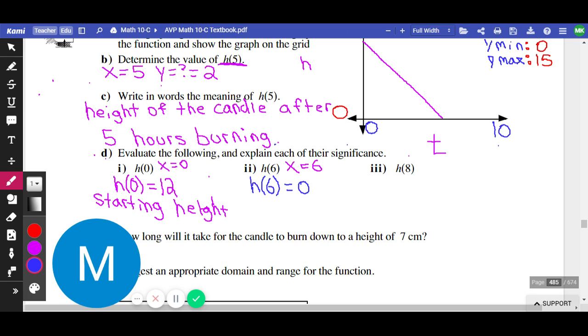Awesome. Noah nailed it. This is how long the candles last for. The candles last 6 hours.